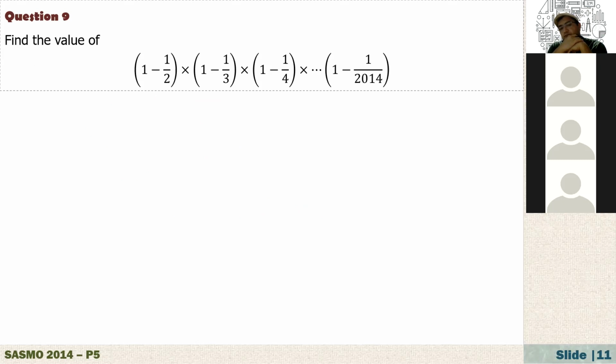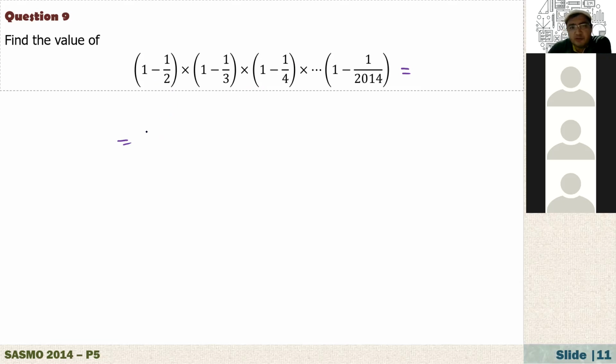1 over 2014. Okay. This kind of question, we call this, what method? Telescope method. And we have a lot of numbers, right? We can just make it very short. How? If you just actually subtract in every pair of brackets, right?